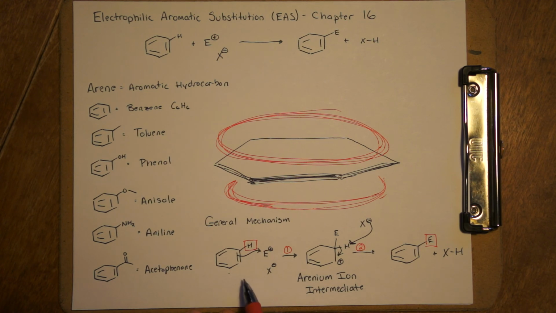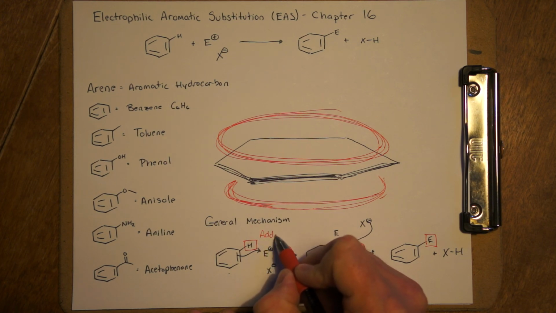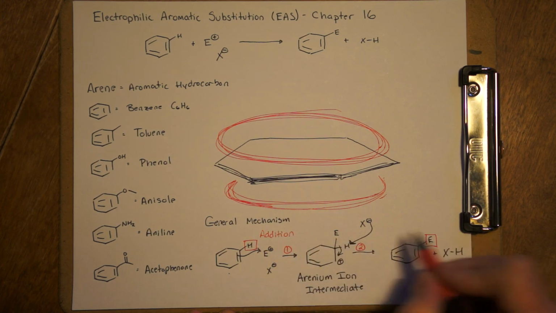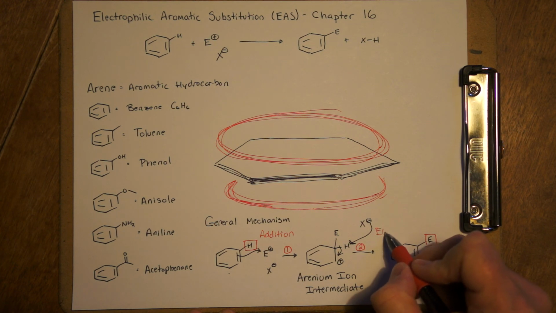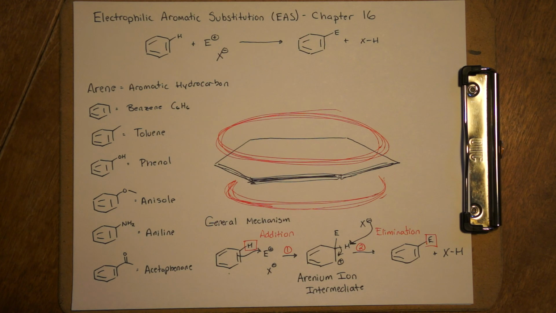And it's important to note that even though this is a net substitution, it happens through 2 steps, and those 2 steps are an addition followed by an elimination. Right, so similar to carbonyl substitution, that net substitution is not direct, but it happens through a combination of an addition followed by an elimination.